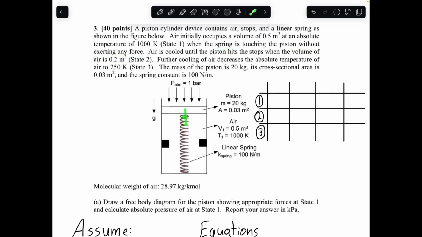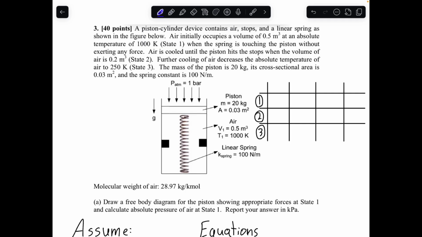But then as this piston falls, the spring will push back against it and compress. And then there's air inside of this piston cylinder device, which will also press against the piston as it falls. And there's also atmospheric pressure that is pushing down on the other side. So part A is asking us to draw a free body diagram for the piston, and we'll have to worry about all those forces then. But for now, let's set up the system.